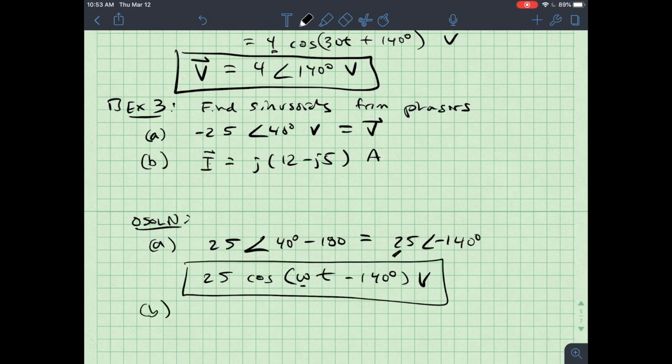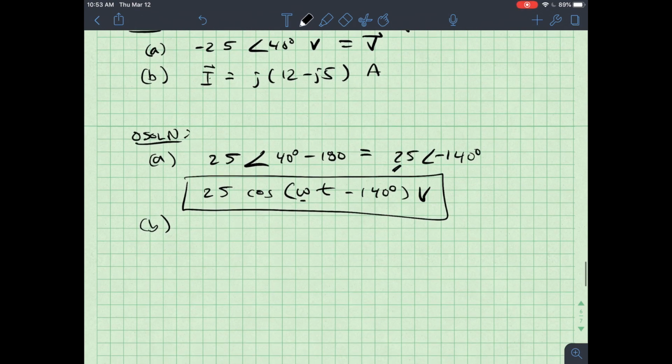In part B, I'm going to do a very similar thing, except that I need to convert this rectangular form into polar first. So I'll first distribute out the j's, so I'll have j12 minus j times j5, which is equal to 5 plus j12. The j squared becomes minus 1, so I've got minus times minus 1. That's why I have a 5 there.